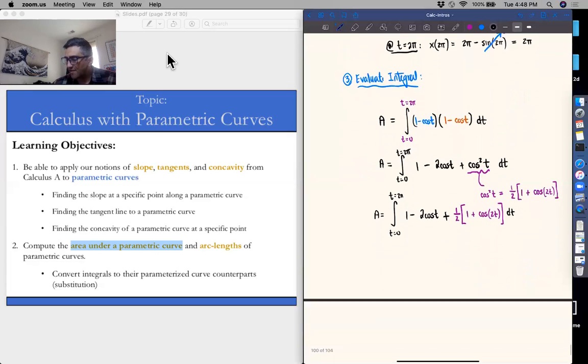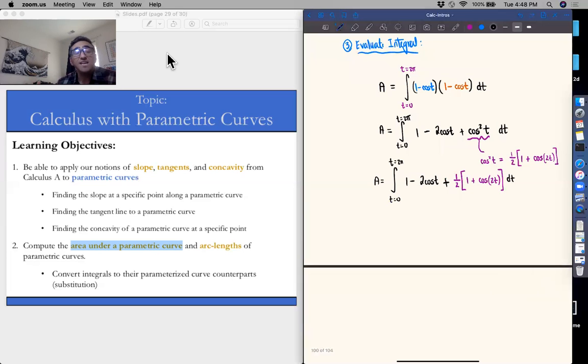Now we can integrate this in a straightforward manner. Actually, you know what? Before we integrate, let's tidy up what we have so far. We'll distribute this 1/2 into each of these terms inside the square brackets. Ultimately, we'll get a factor of plus 1/2, which we can combine with that 1 sitting out in front. So this will give us a factor of 3/2. Then we have minus 2 cosine of t, and then we have this factor of plus 1/2 cosine of 2t.